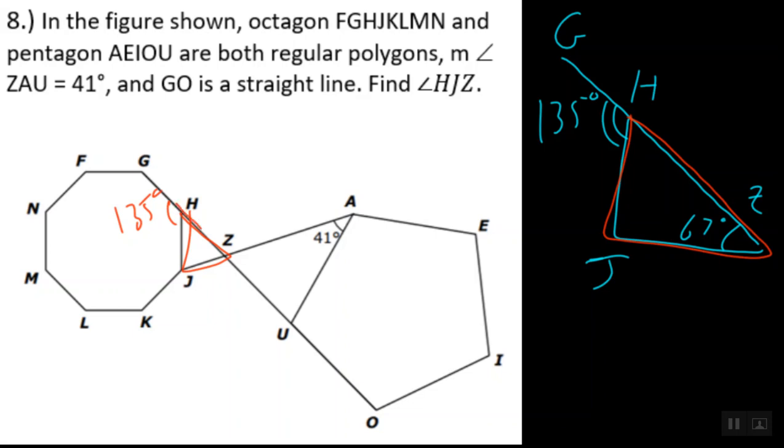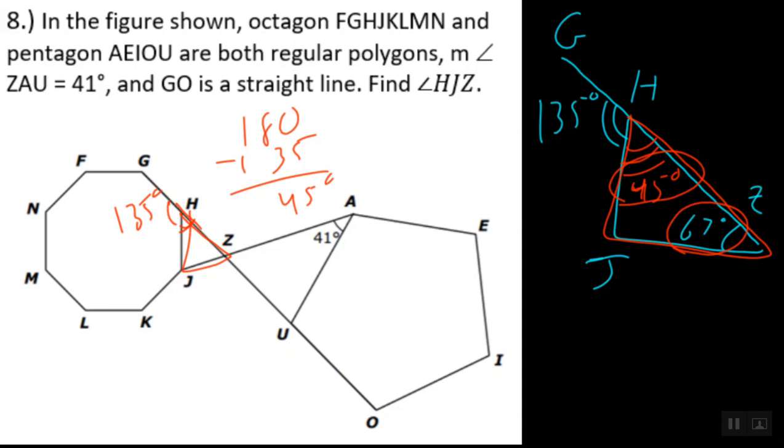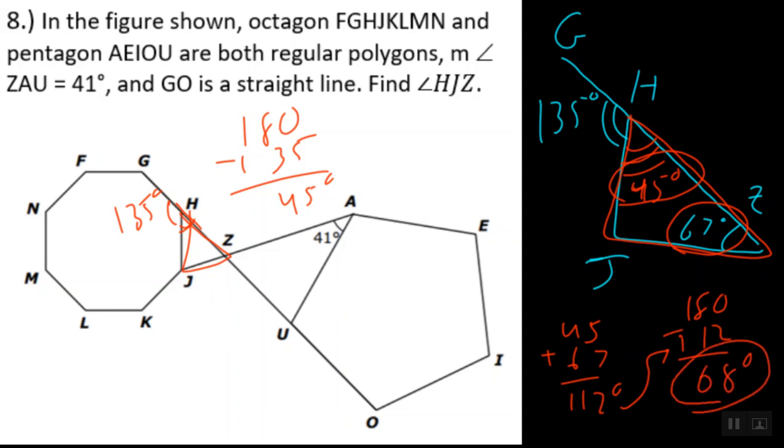So all we have to do to get into this angle right here is do 180 minus 135. And of course that is going to give us 45 degrees. Okay, 45 degrees right there. And how do we finish this out? Well, we know that any 3 angles of a triangle have to add up to 180. So we can do 45 plus 67, and that'll give us 112 degrees, which, once we subtract from 180, we'll have our answer of 68 degrees. And guys, that means that our answer, HJZ, is 68 degrees.